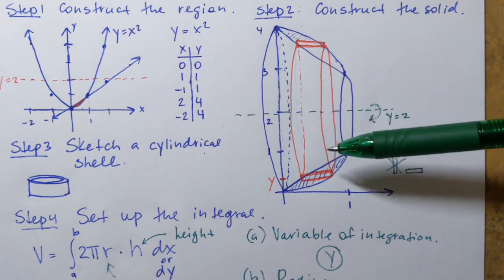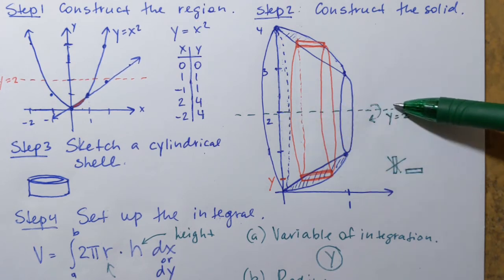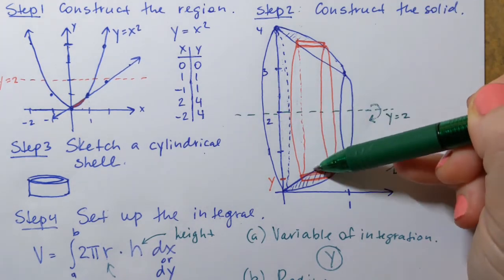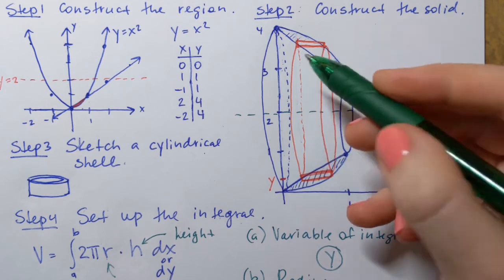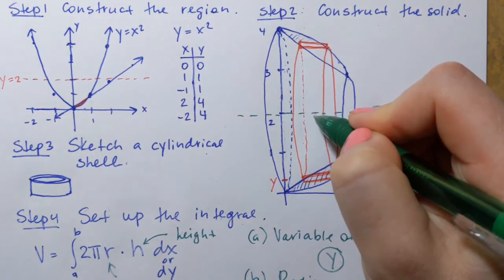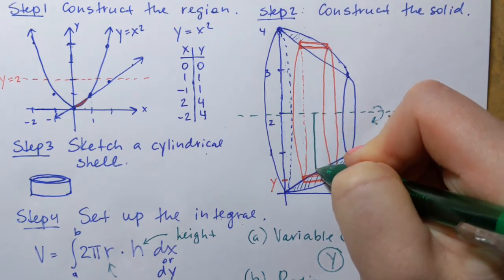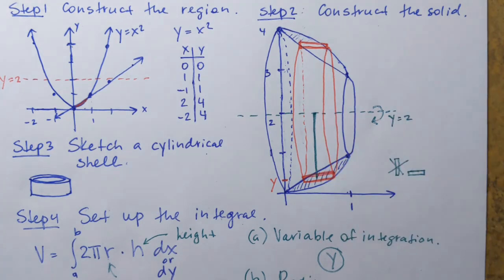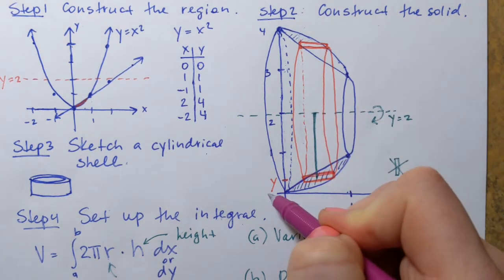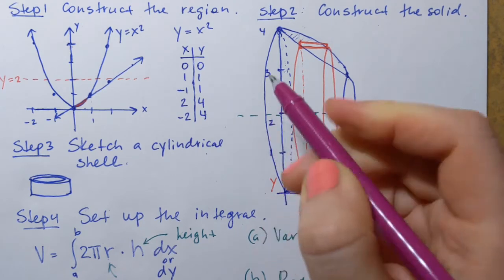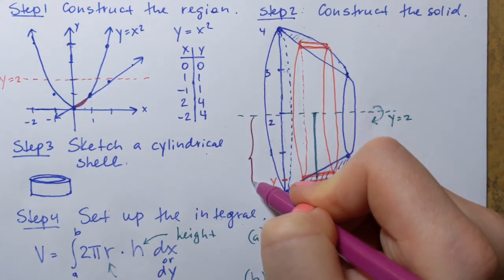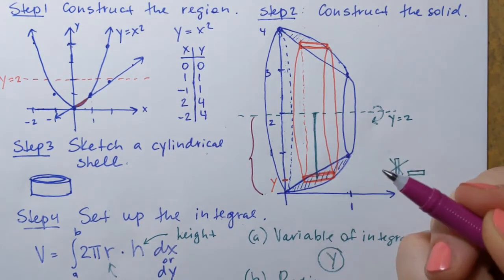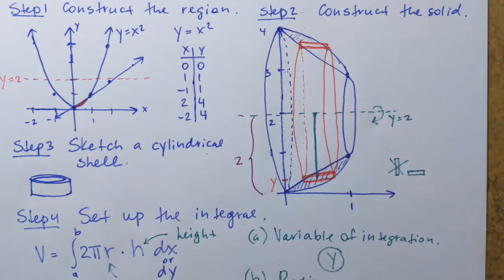Radius will always stretch from the center of the shell, and the center of the shell will be the axis of rotation. So from here to that typical rectangle, to the side of the shell, and go in the direction of your original region. So from here to here, that's going to be the radius. I know that from the x-axis to this place, from here to here, that is exactly 2 units, right? And no matter what shell I pick, it's always going to be 2 units.